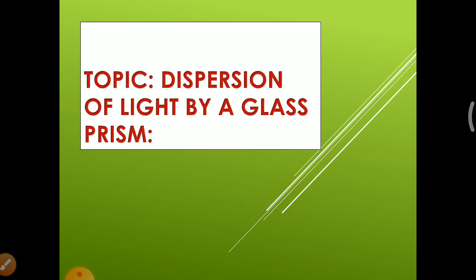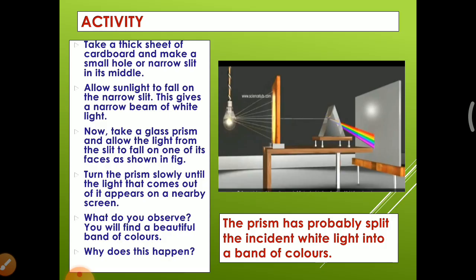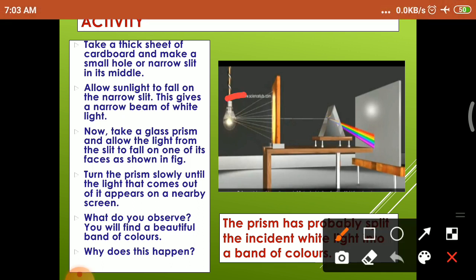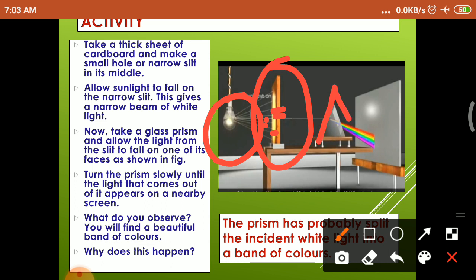This is a major difference between refraction through a rectangular glass slab and refraction through a prism. The next topic is dispersion of light by a glass prism. So look at this diagram. Here I have shown an experiment diagram. I took a light source, and this is a hardboard sheet. At the center of the hardboard, a small hole is present. I took a triangular glass prism, and this is a screen.